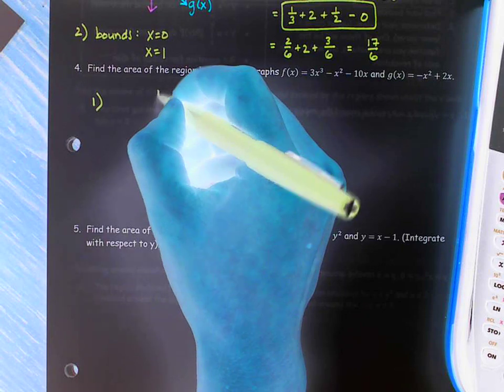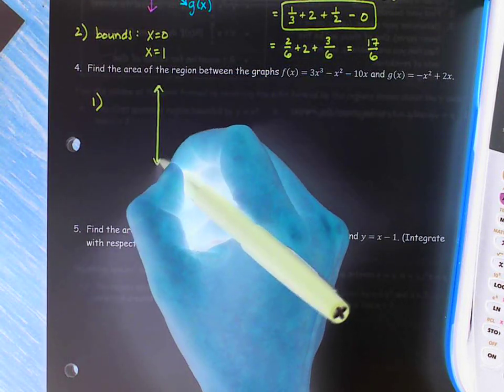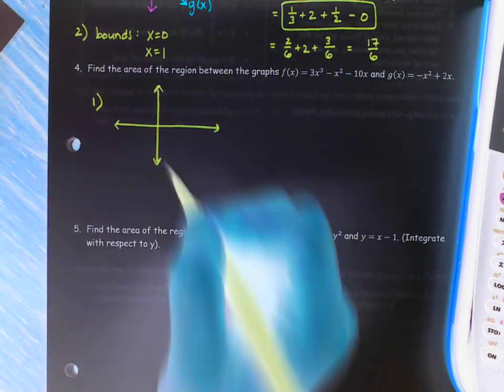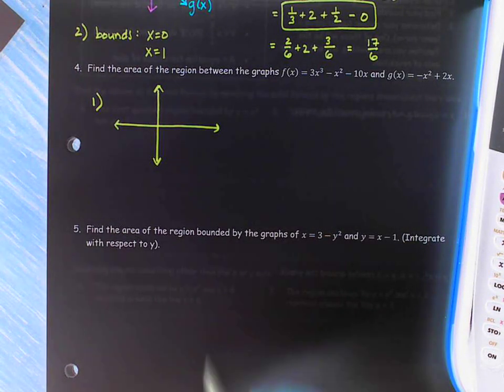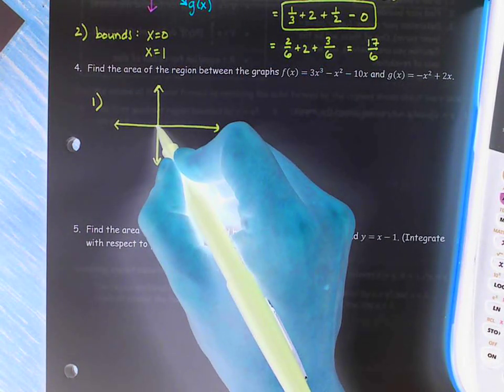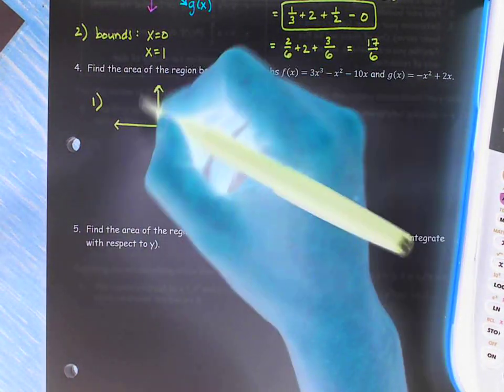So here's my function. I think this purple shows up pretty nicely, so I'll keep sticking with this. So f of x is a cubic. If I plug in 0, I get out 0. So I know it's going to go through here, and it looks roughly like it kind of just does this.